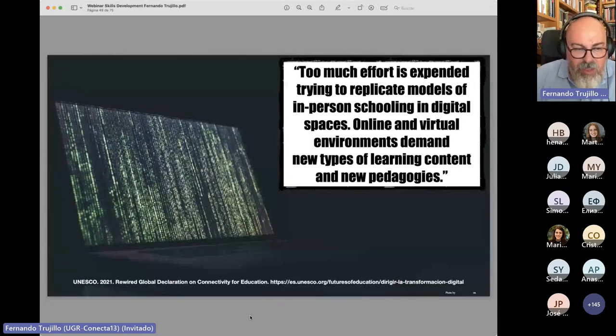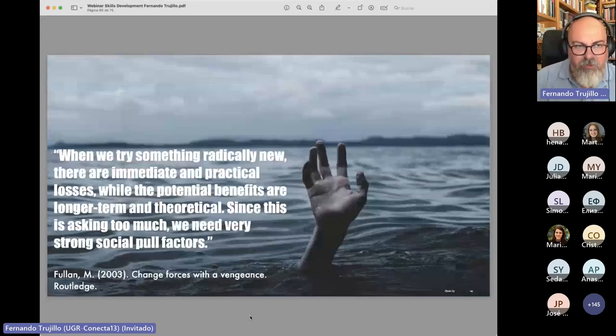But the problem is that many of our efforts are being expended trying to replicate models of in-person schooling, we could say 20th century schooling, in digital spaces. And we learned, and somehow our students suffered many of these experiences during the pandemic and the lockdowns. Online and virtual environments demand new types of learning content and new pedagogies. It's not just moving what I was doing in in-person schooling to digital platforms.